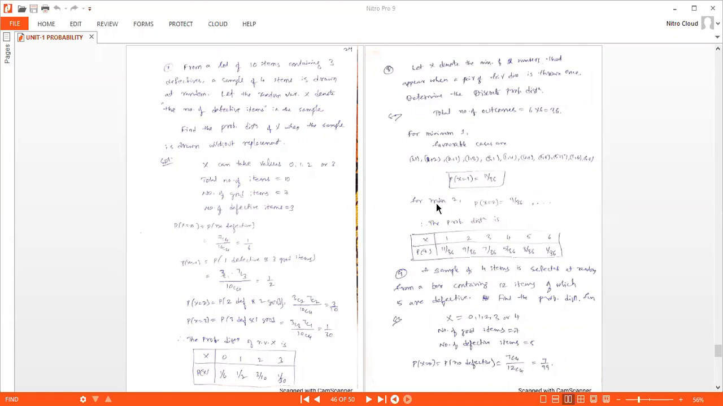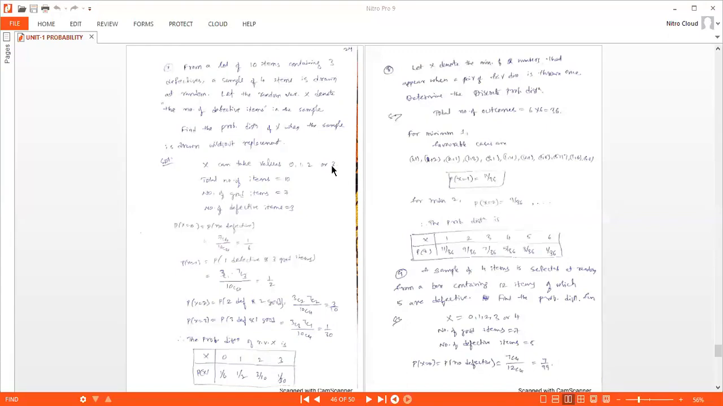Total number of items 100 items. And total number of good items, defectives 3. Therefore 100 minus 3 equal to 97. Total number of defective items are 3. So these are the given values.